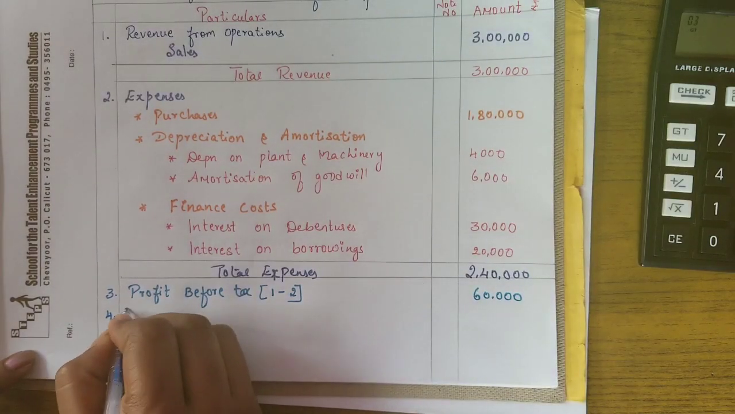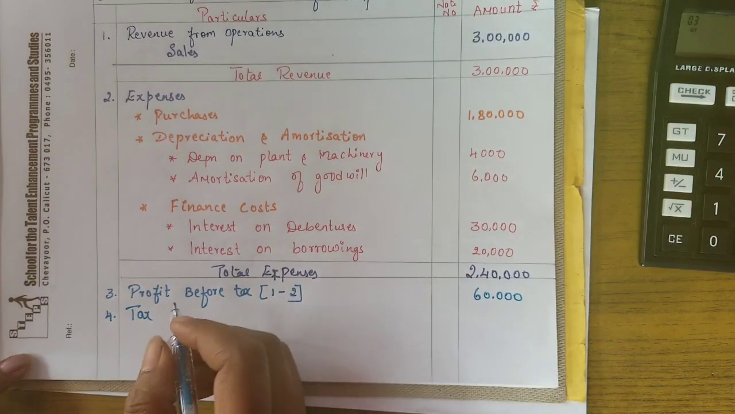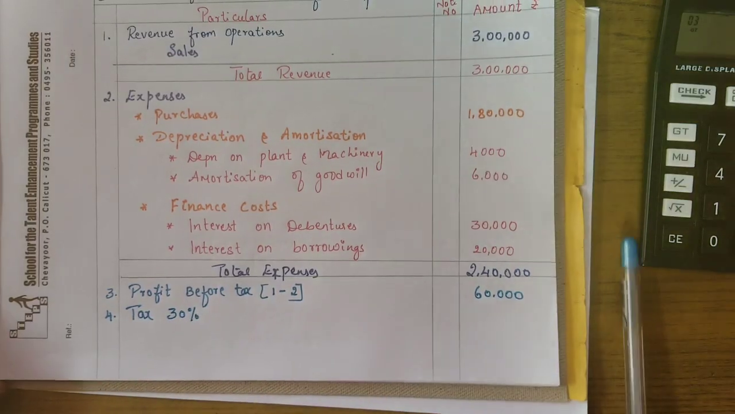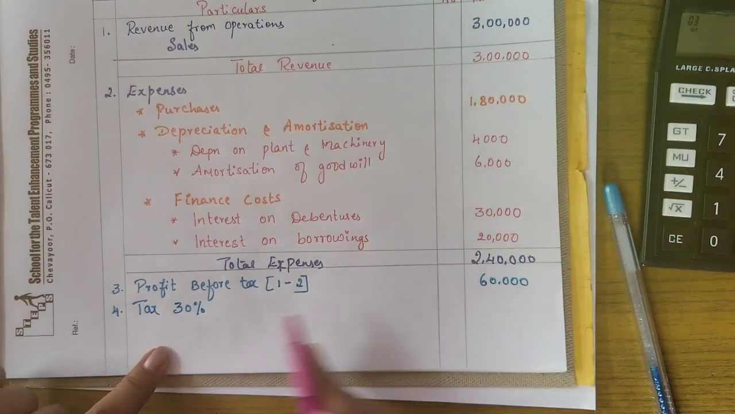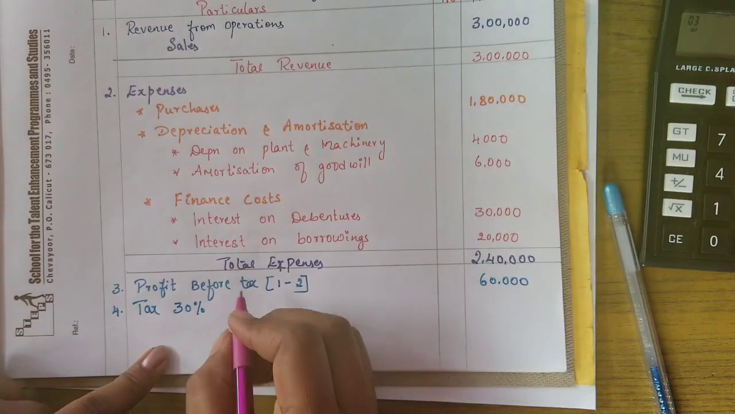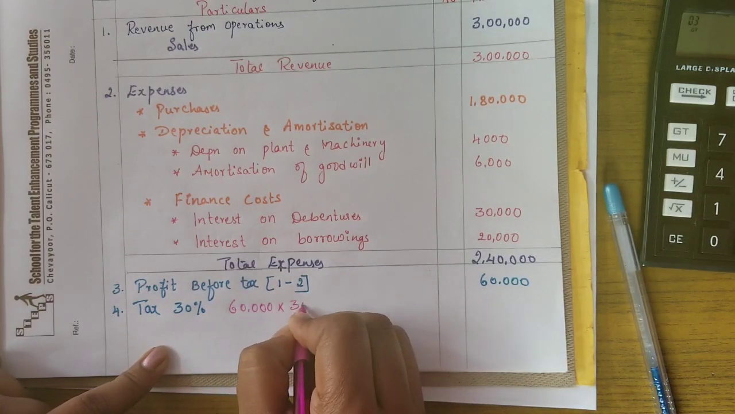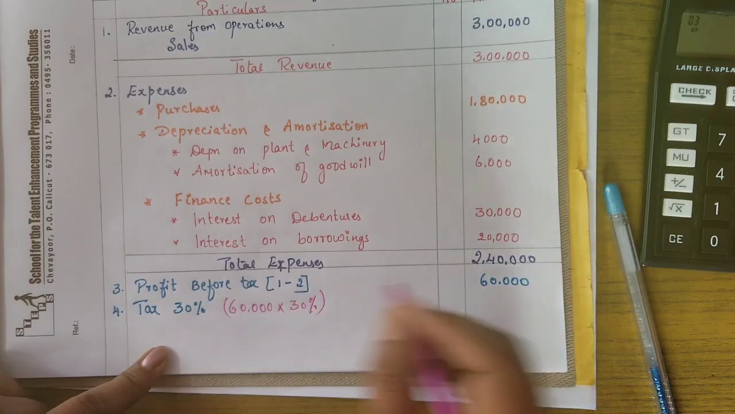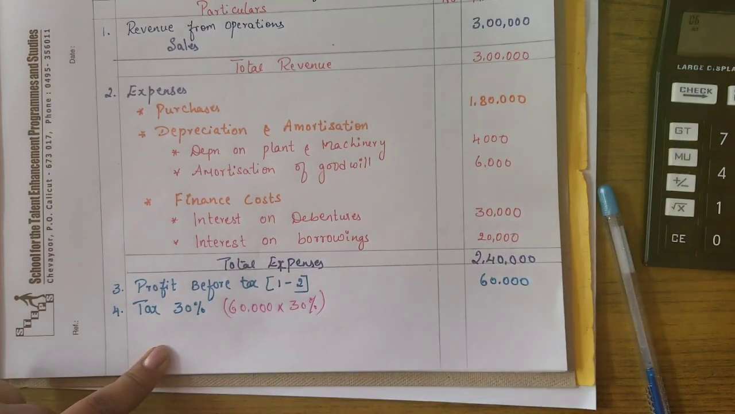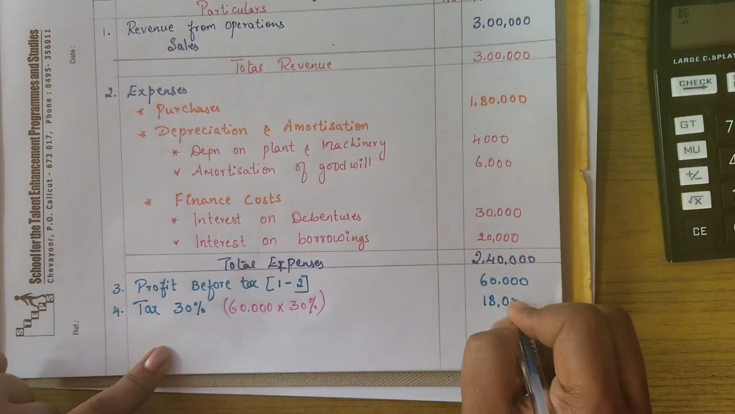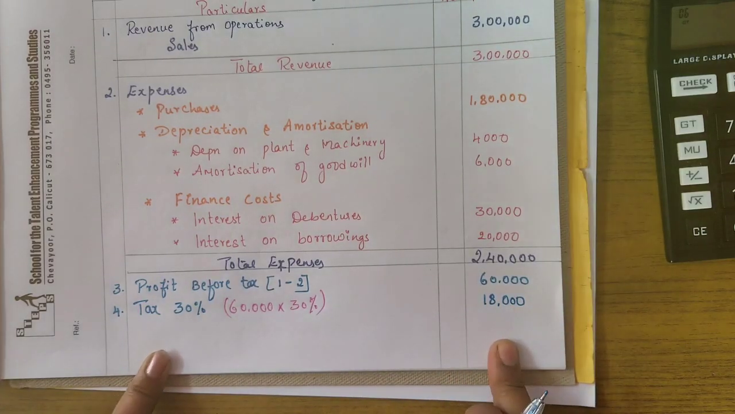Next we need to calculate the tax. In the question they have given that we need to calculate tax at 30%. So this 30% you calculate on this 60,000. 60,000 into 30% comes to 18,000.